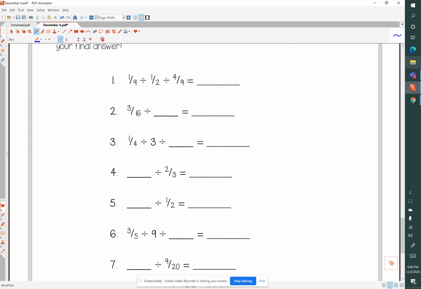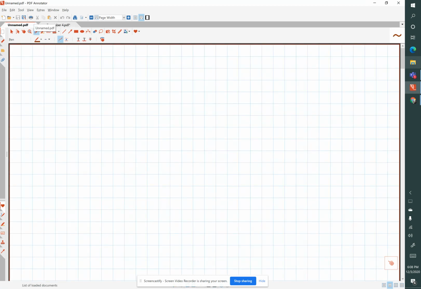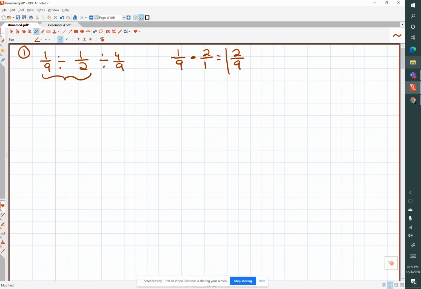So let's get started. When we have three problems, we really need to do them two at a time. So we've got 1/9 divided by 1/2 divided by 4/9. We can only do two problems at a time. That's how we're going to handle it. So we'll start with 1/9, keep the first fraction, change the division to multiplication, and flip the 1/2 to its reciprocal, 2/1. And when we cannot cross simplify, so we end up with 2/9.